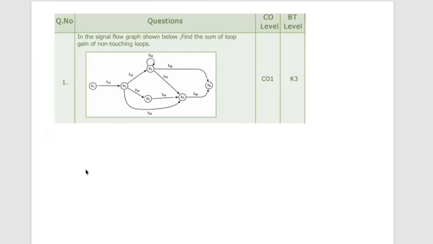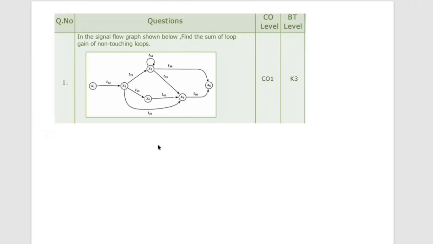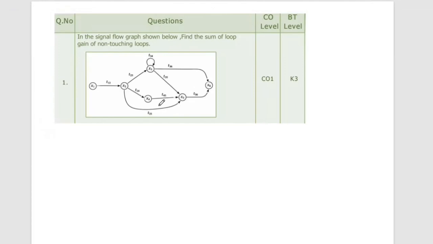Now we will solve some problems in control system. The first problem is, in the signal flow graph shown below, find the sum of loop gain of non-touching loops. So, how many non-touching loops are there? How many loops are there? Can you see this diagram? Yes, sir. So, how many loops are there?